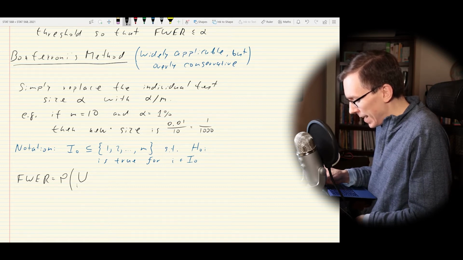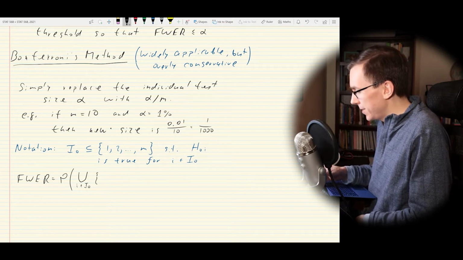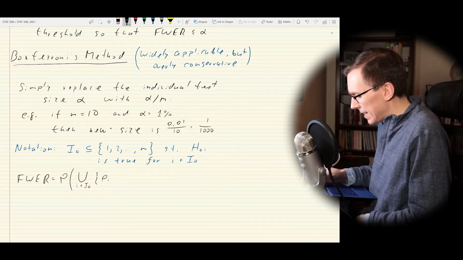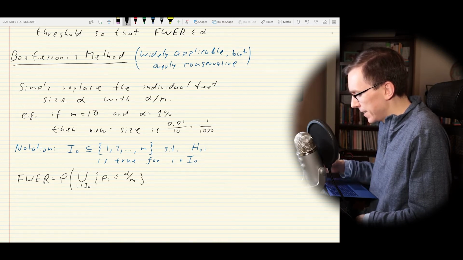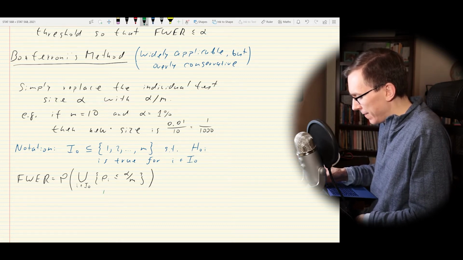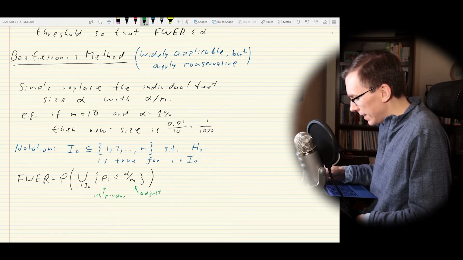Now, given that notation, we can then write the family-wise error rate as the probability over the union of i in I naught. And we're taking the union of the event that p_i, the ith p-value, is less than or equal to alpha divided by m, which is going to be our new test size. All right, so just to be clear, we have the ith p-value, and this is the adjusted test size.